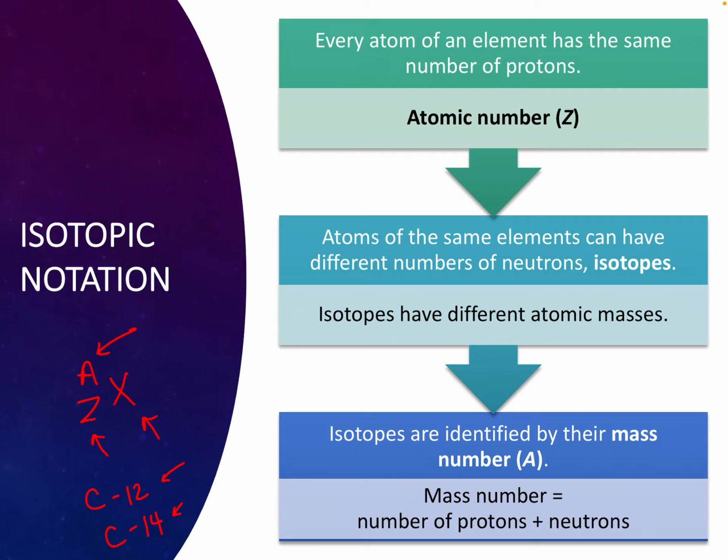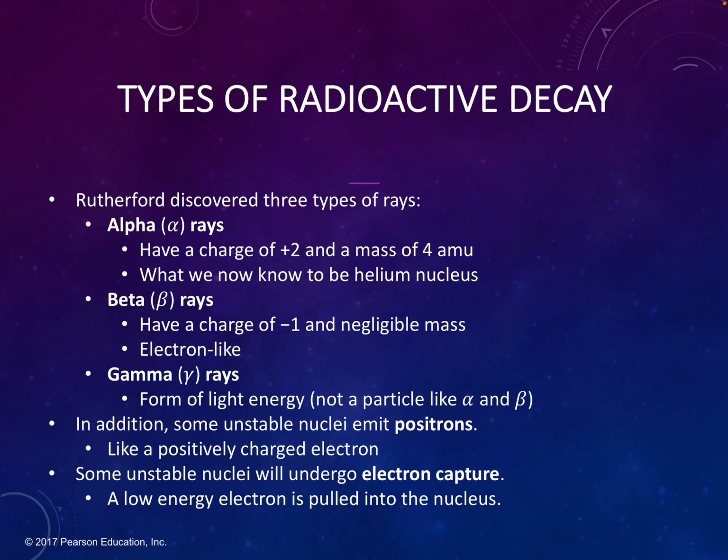So that's redundant. We can write them like that, or we can have C 12 and 6, or we can have C 14 and 6, but as you can see, both of them will have a 6 as their atomic number. Both will say C for carbon. The only thing that's changing is the number of neutrons, which changes the mass number on the top.